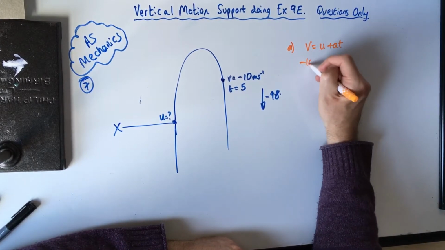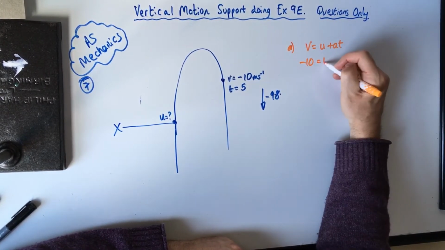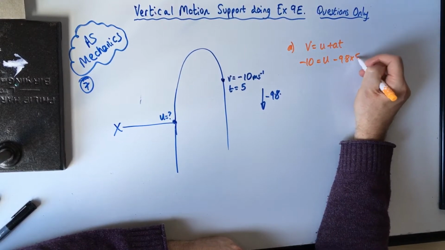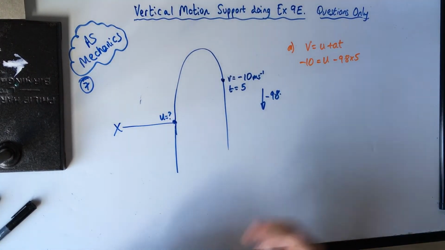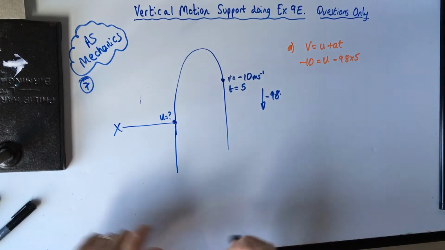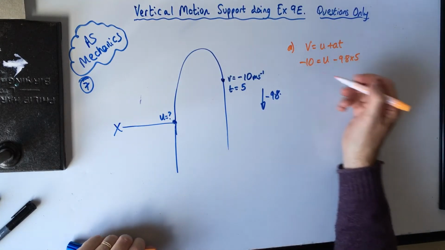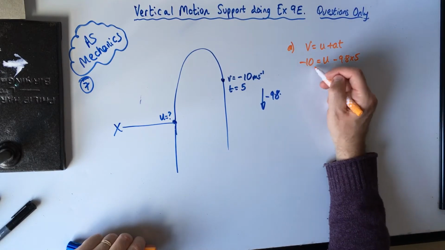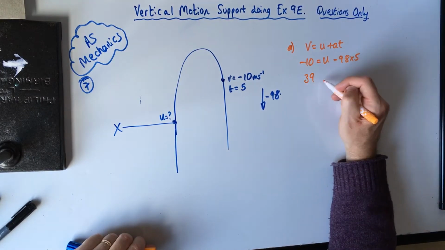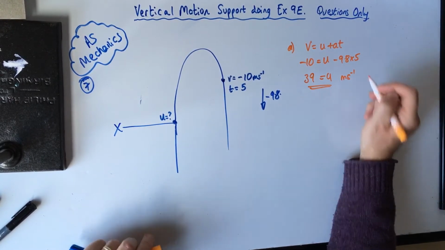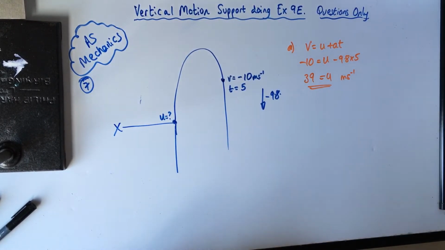We've got v is -10. The initial velocity we don't know, so keep it as u, -9.8 times 5. Okay, and times 9.8 times 5 is 49. That's -49. Take it over to there, becomes plus 49. 49 take away 10 is 39, is equal to u. So it's 39 meters per second.